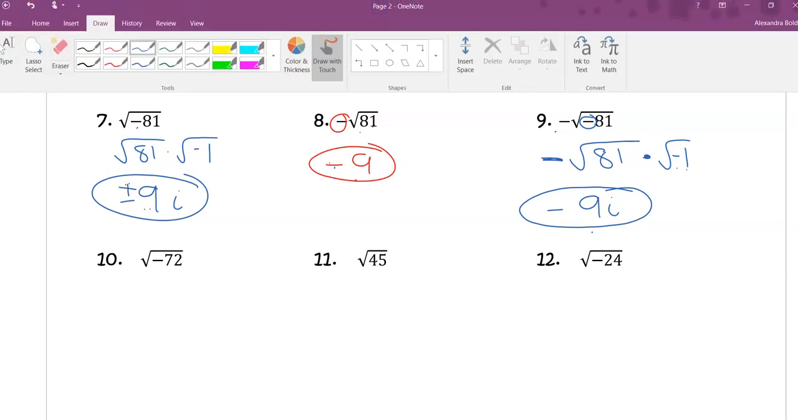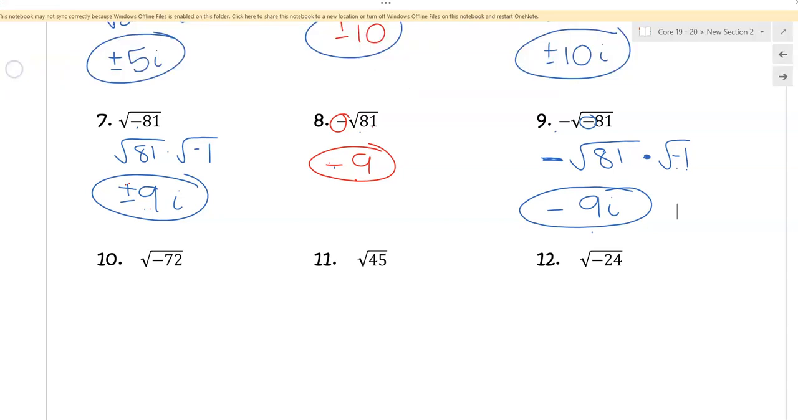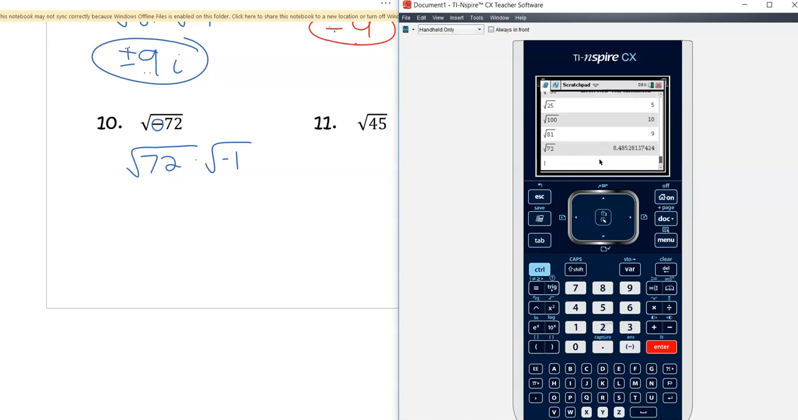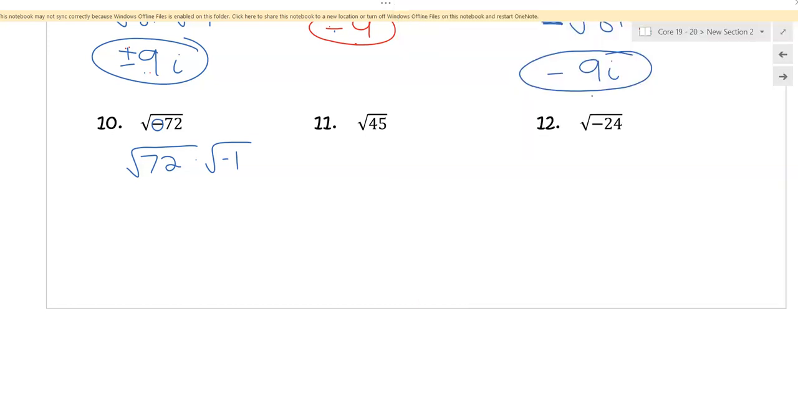Let's look at number 10. Number 10 does have that negative sign inside. So we're going to start by breaking it up. And then I need to find a perfect square that divides, right? 72 is not a perfect square. So I need to find a perfect square that divides into 72. If you divide by all your numbers, you'll find out that 36 times 2 is 72. We still need our times negative 1.